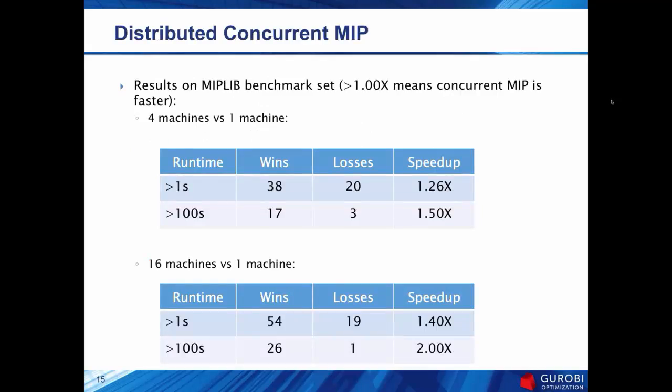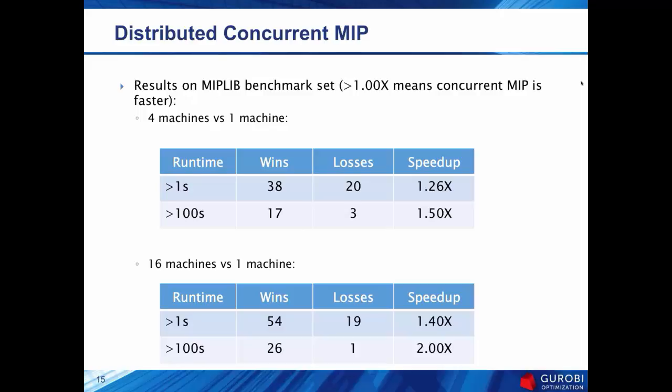And so let's compare the results of 4 machines versus 1 machine. On all the models, that is the models that take more than 1 second, not the trivial models, distributed concurrent MIP is faster in 38 of the cases and slower in 20. And so it gets an average speed up of about 1.26 times. On the harder models, that is the models that take 100 seconds or greater, distributed concurrent MIP is faster in 17 cases, but it is slower in 3 cases. Now that's on 4 machines. With 16 machines, the speed up is a little greater, both in the smaller models and across the board with the larger models. So one of the questions you might have is, well, why is it worse in some cases?